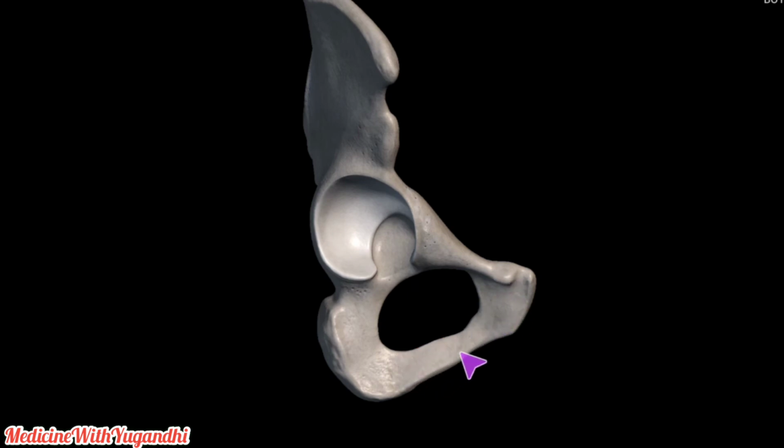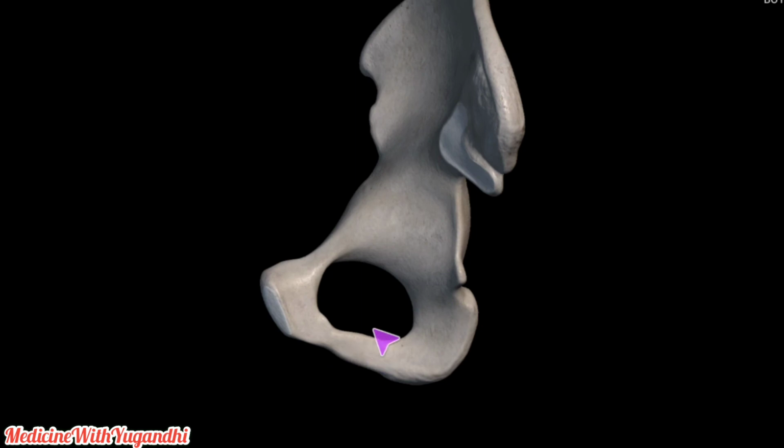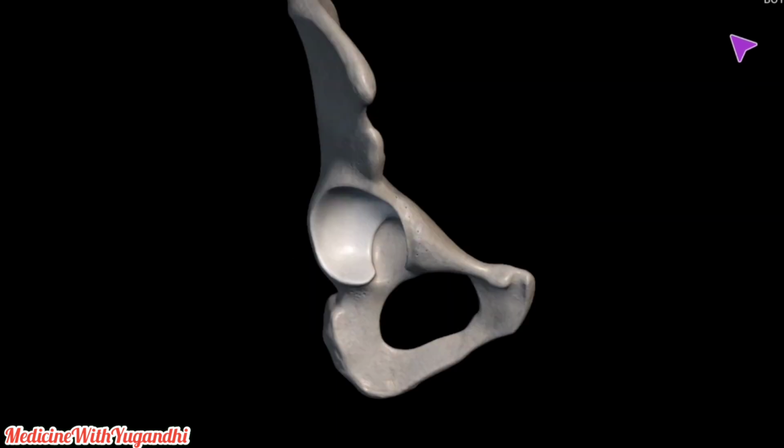This ramus of the ischium has two borders and two surfaces. One is the upper border, the other is the lower border. The next ones are the anterior surface and the posterior surface. This is the posterior surface of the ramus of the ischium. The anterior surface of the ramus of the ischium is continuous with the anterior surface of the inferior ramus of the pubis.